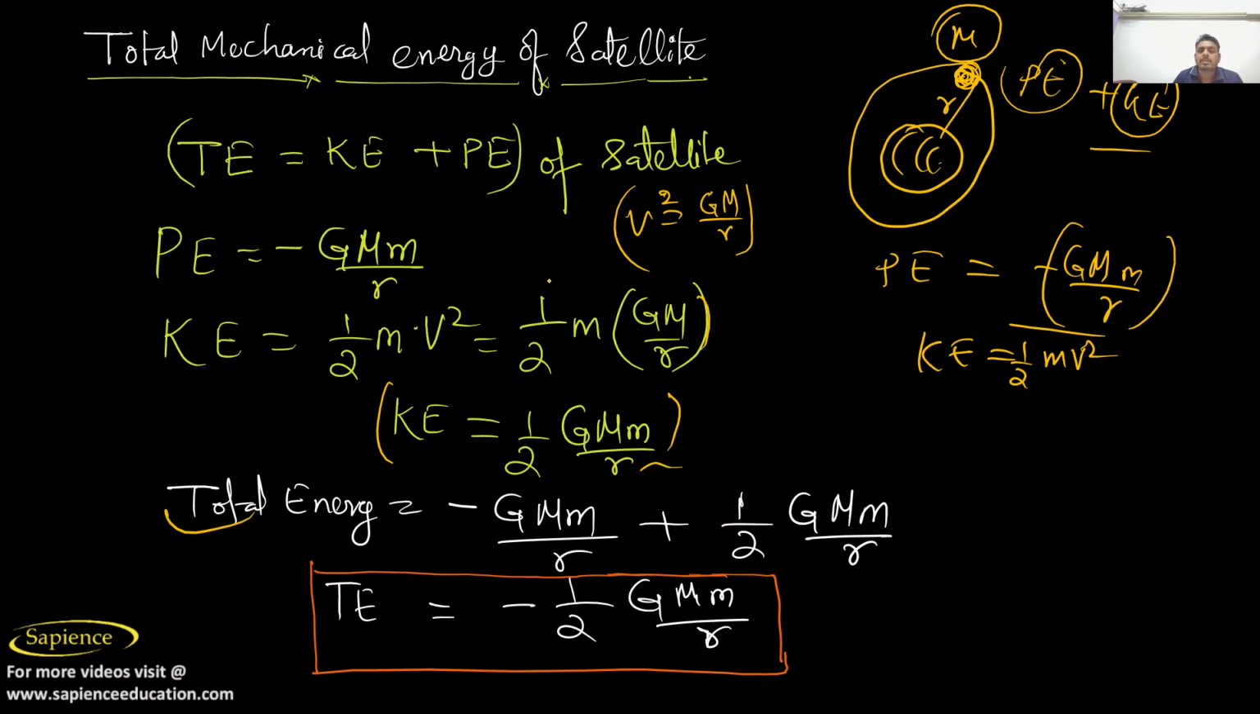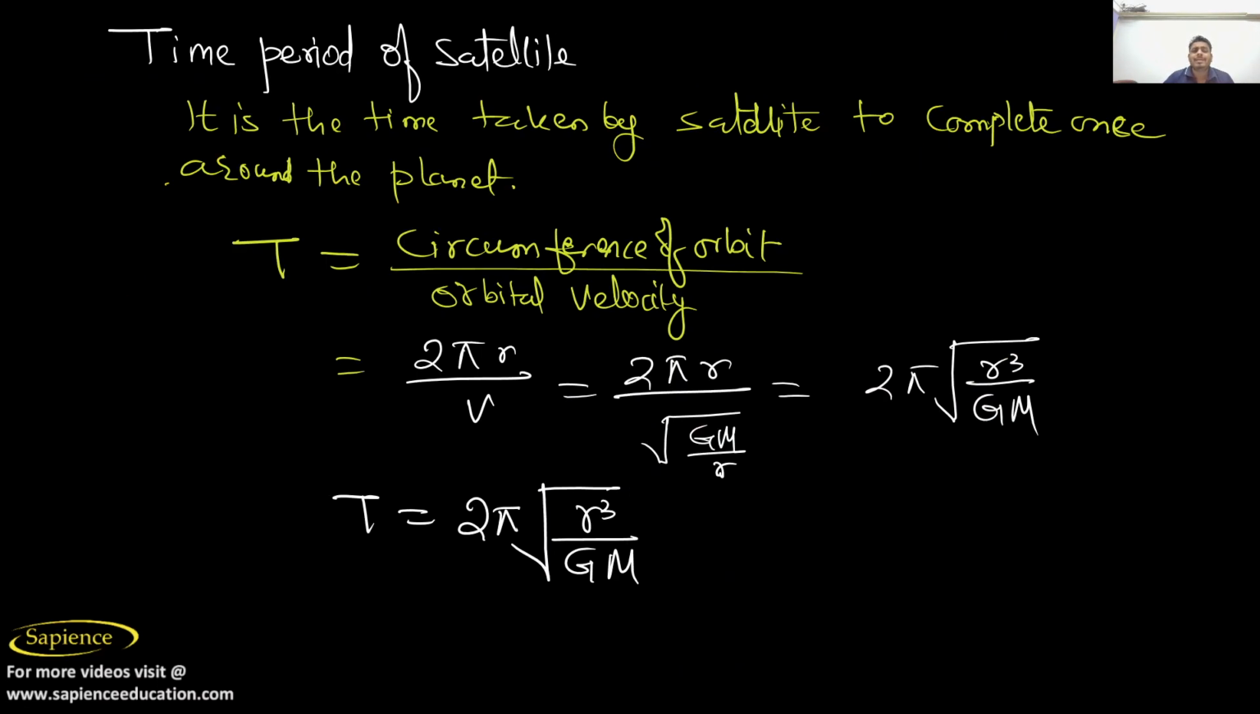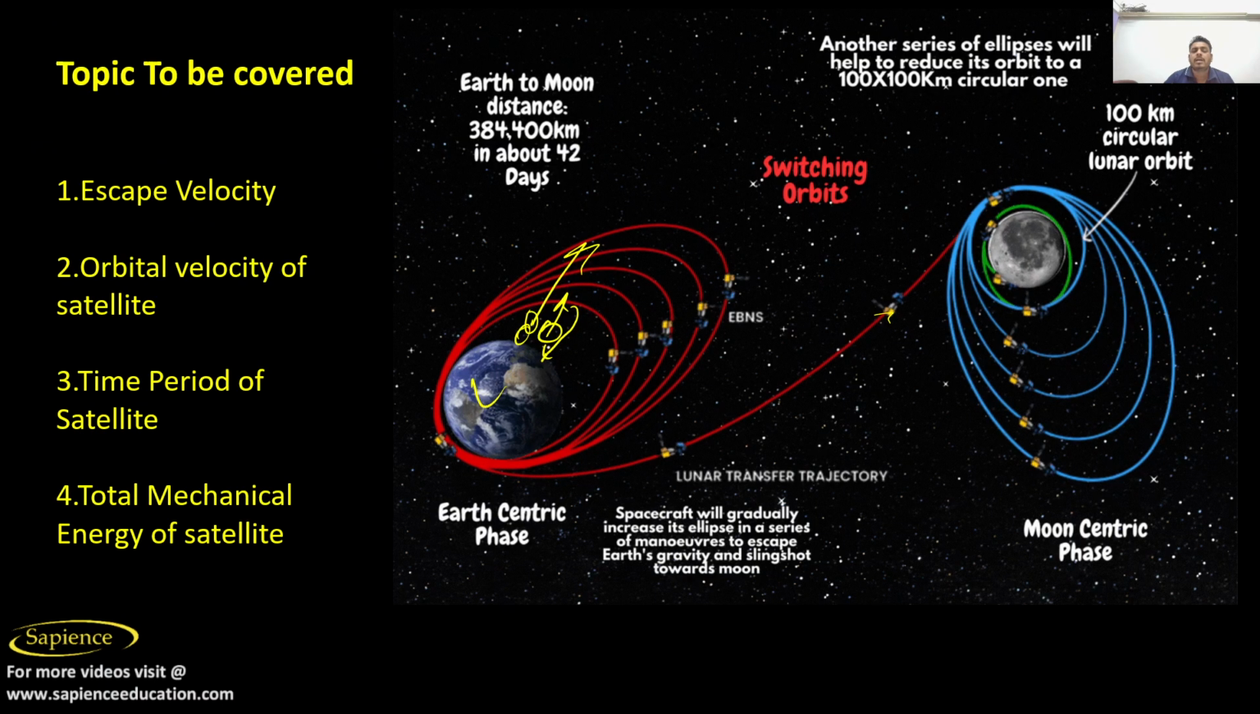Now total energy is equal to what? Potential energy plus kinetic energy. So we have this relation: potential energy as minus GM capital M into small m by r, plus half into GM m by r, because this is the kinetic energy. By adding these, you will get total energy as minus half GMm by r. So this is the total energy. If you want to find the total energy of any satellite, you have to use this formula to get the answer. So you will get it directly, right? So I think most of the things which I have discussed are clear now.